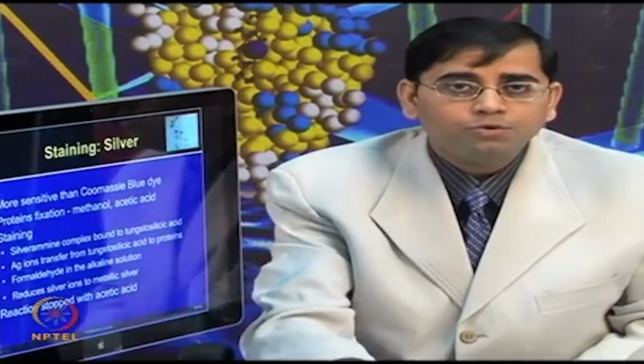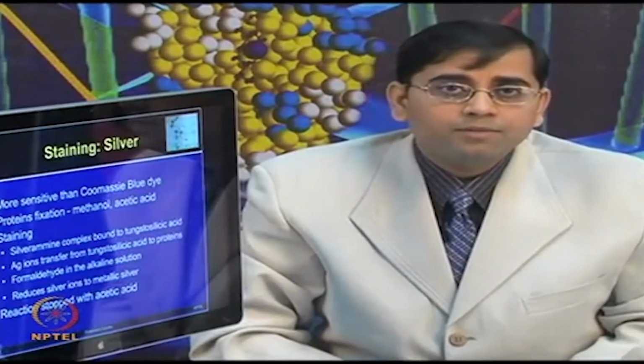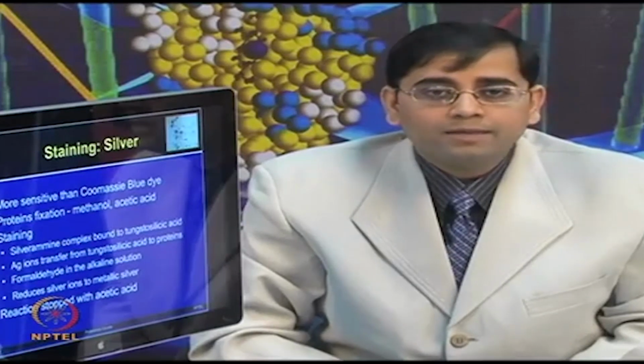You want to still do the separation of the protein, but Coomassie stain may not be sufficient to visualize the spots on the gel. Now, you need a few more sensitive stains such as silver stain. So, I will describe to you how to do silver staining. The silver staining is more sensitive than the Coomassie blue dye.